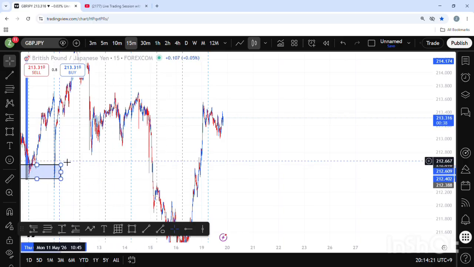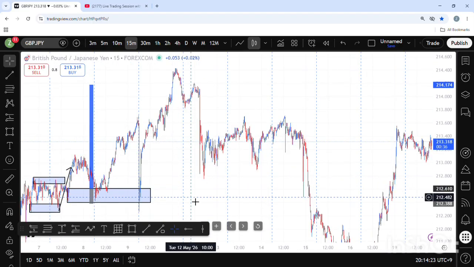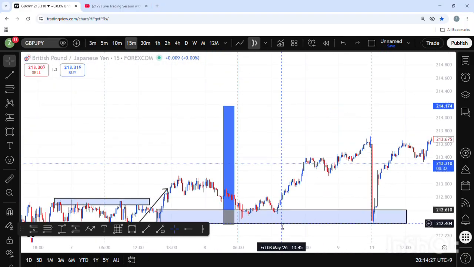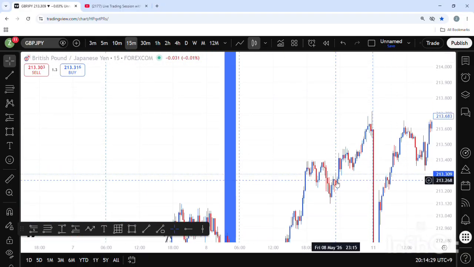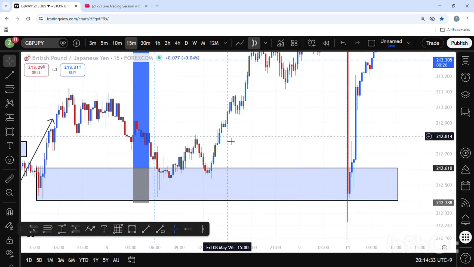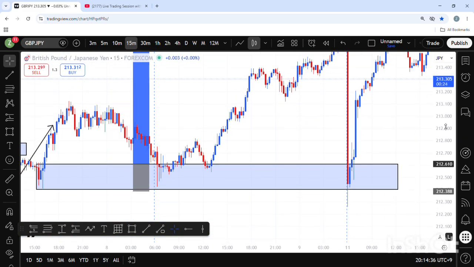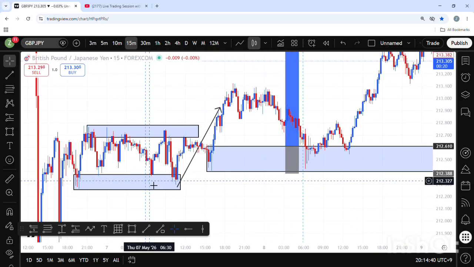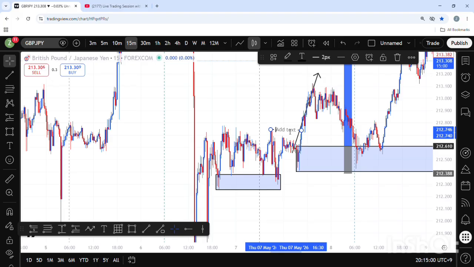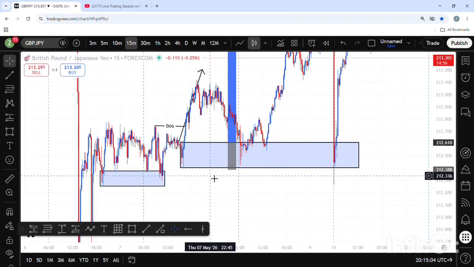So this is what happened. Let me arrange this well and show you what actually happened. So once the market broke structure, I waited for the market at the order block that caused the break of structure. So this is what I mean. This is the break of structure.